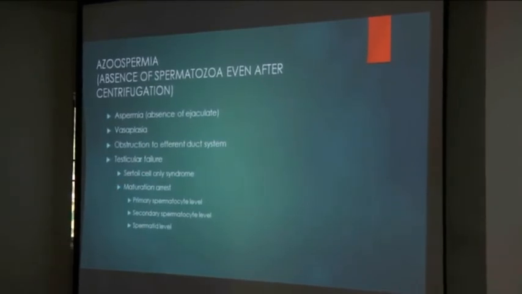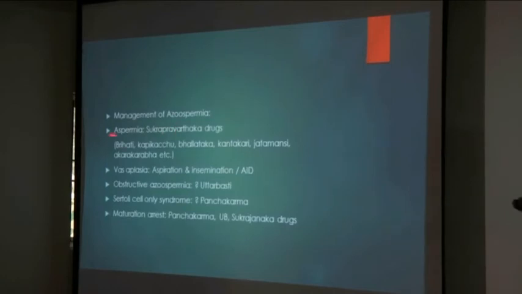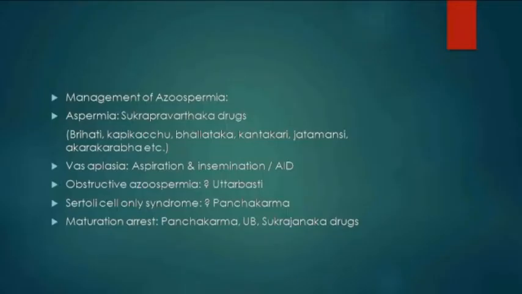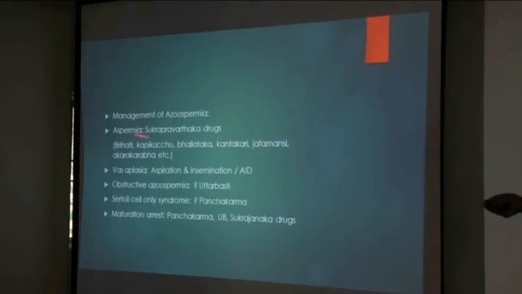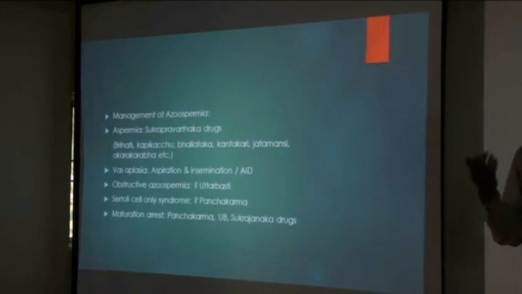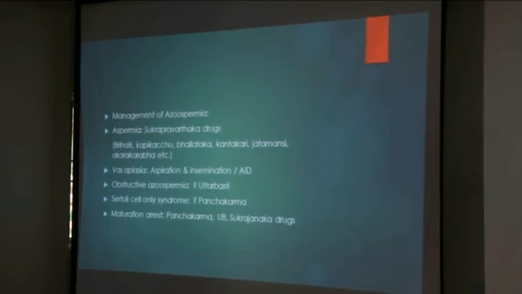I'll give the management differently here. In azoospermia, one is aspermia. We have to use Shukra Pravartaka Dravyas, Brihati, Kantakari, etc. We have to accelerate and give counseling to help the person reach the peak so that he can ejaculate well. The second one is Shukra Janaka for azoospermia. Then for vas aplasia, there is no structure there, so we have to aspirate from the epididymis and go for insemination.